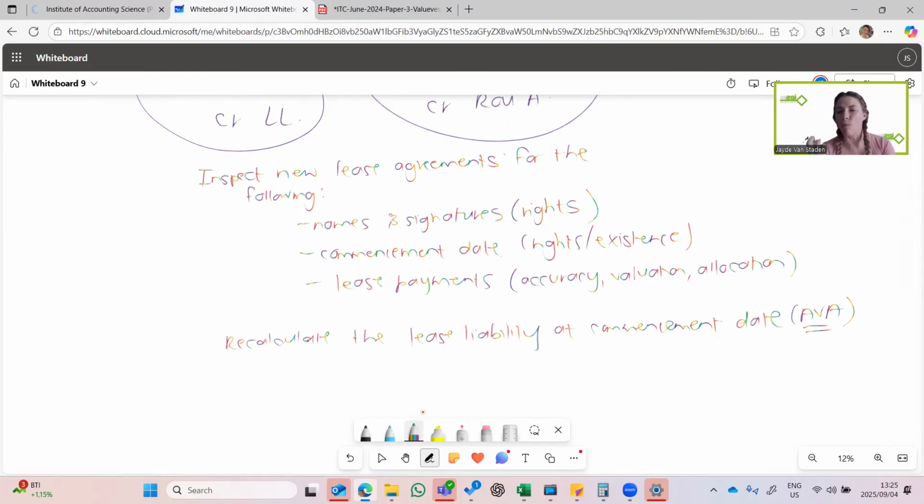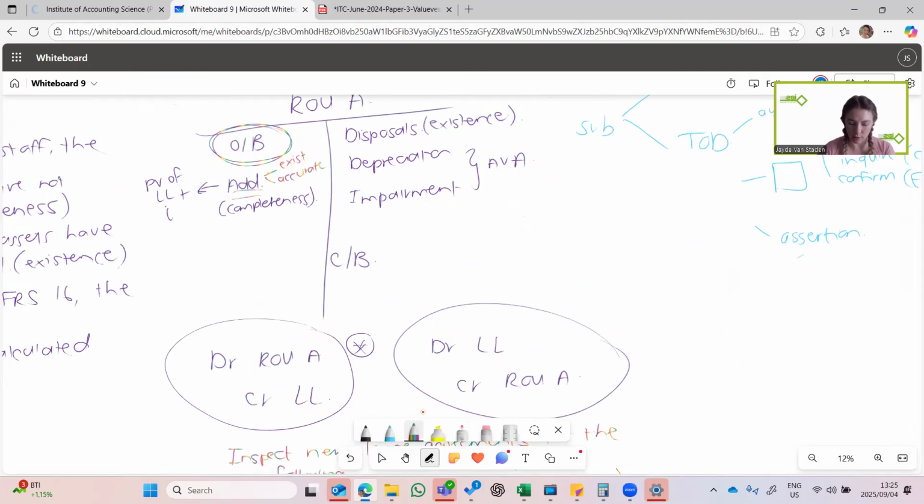What am I looking for? Why am I looking for it? How can I use it in another procedure? Okay, and it helps to think about your T account, right? Now, you can test the present value of the lease liability by recalculating it, and now you've got proof of the lease payment from the lease agreement.